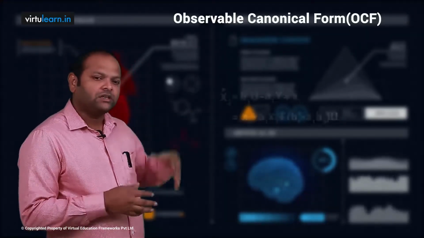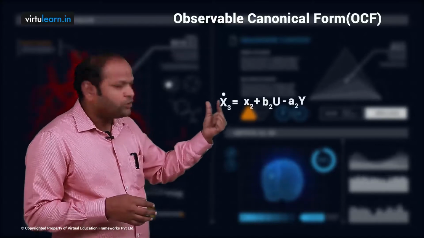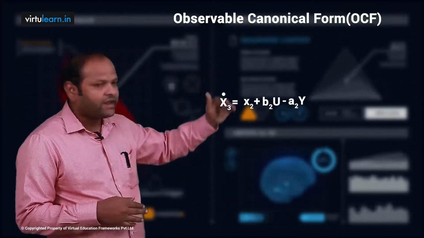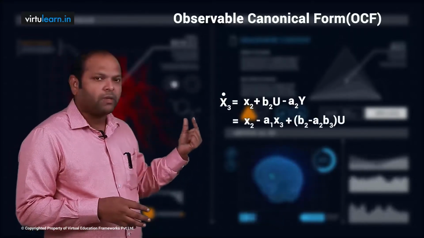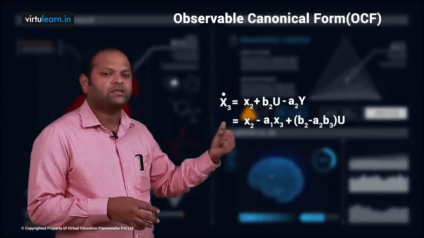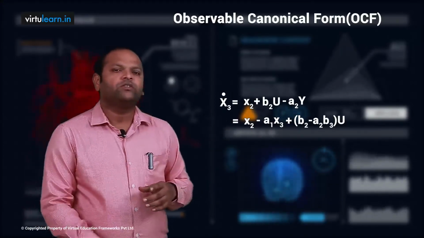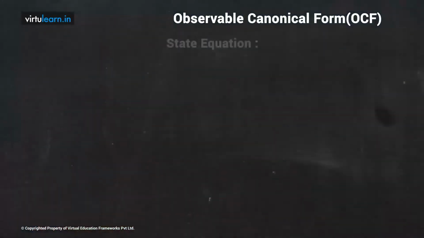So this is equation 2, that is for the second. Similarly I can write for the third also. The third x3 dot is b2u plus x2 minus a2y. So you take the y and substitute here, and you will be getting x3 dot as x2 minus a2 x3 plus b2 minus b3 a2 into u. So with these equations I can easily write the state equation.